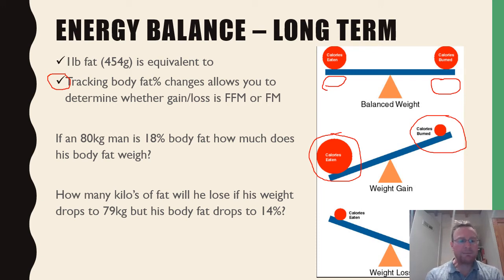So we pose the question here: if an 80 kilo man is 18% body fat, how much does his body fat weigh? That's your question number 1. And the second question is, how many kilos of fat will he lose if his weight drops to 79 kilos, but his body fat drops to 14%? I want you to spend a couple of minutes thinking about that and trying to calculate your answer. You'll need to pause the presentation and work through that. Think about how much that 18% is of that 80 kilos. Work out 1% of 80 kilos, times it by 18.